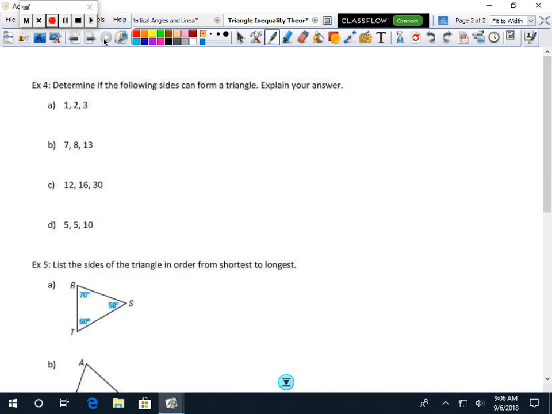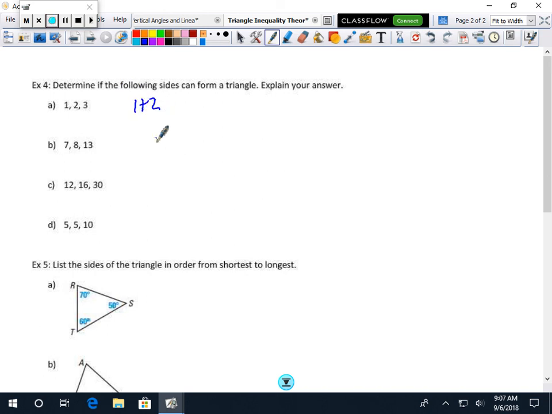On the back here, example 4, we want to determine if the following sides can form a triangle, and they want us to explain our answers. So this is like theorem 1. They didn't draw it as a triangle this time, instead they just give us the numbers. On example A here, I'm going to add the first two sides together, and I want to see that it's greater than the third.